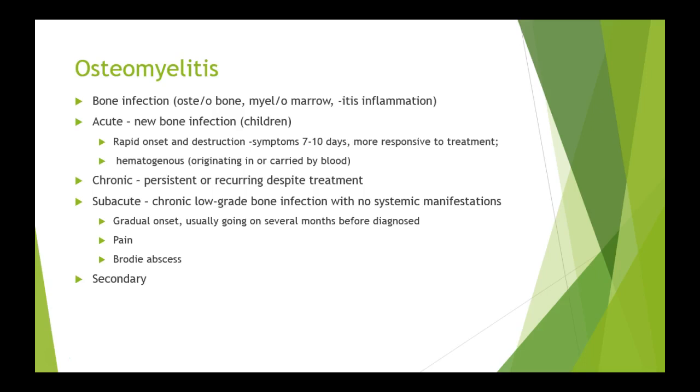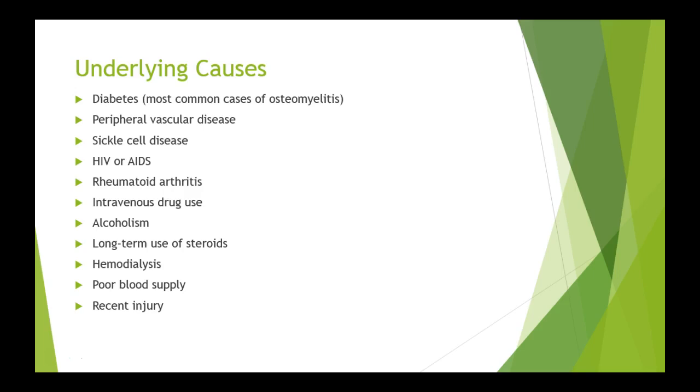Osteomyelitis is commonly a secondary condition, which means that it's a result of something else. So some of our common underlying causes of these bone infections are diabetes, which is the most common reason, and peripheral vascular disease. So again, this is disease problems, issues with the blood vessels other than the heart and brain. Sickle cell disease, AIDS or HIV, rheumatoid arthritis.